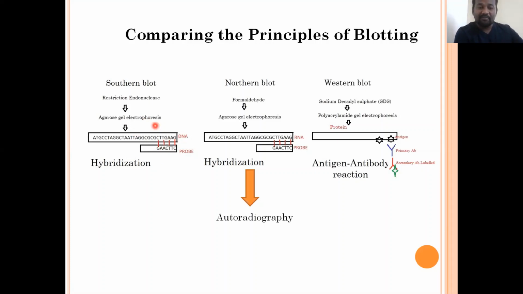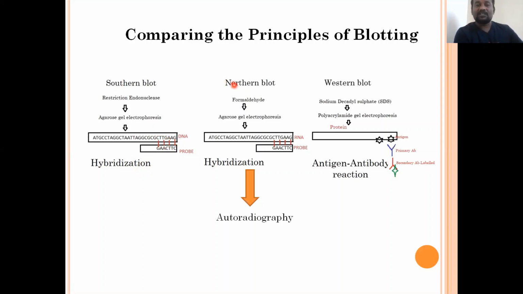So this is the basic principle involved in the Southern blotting technique. How do we detect the DNA of interest? By using a single-stranded DNA probe which has a sequence complementary to the particular DNA of interest.